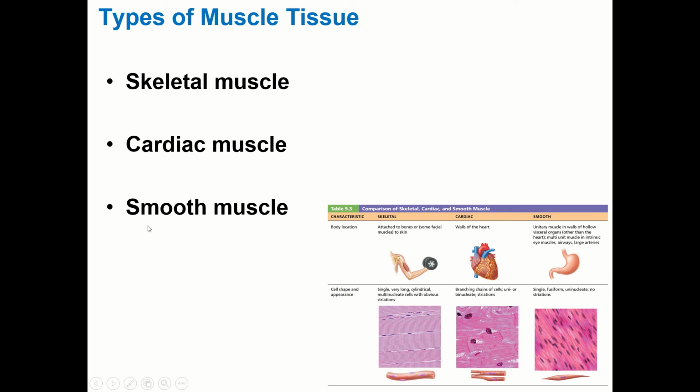And then the last one there is smooth muscle. So smooth muscle is called smooth because it's not obviously striated. It's not striped when you look at it under a microscope. And so you can see that here, no stripes. Smooth muscle, the thing I want you to know about it is it's found around the walls of your hollow organs. So what does that mean?